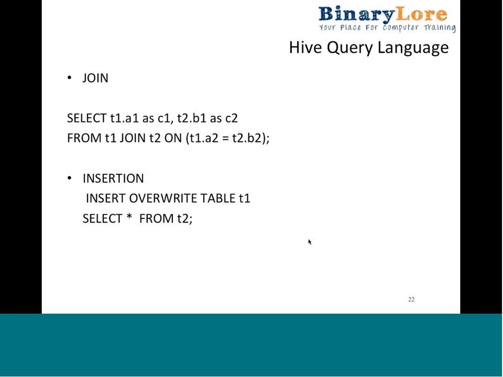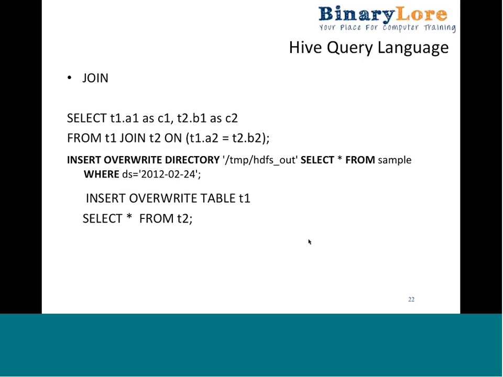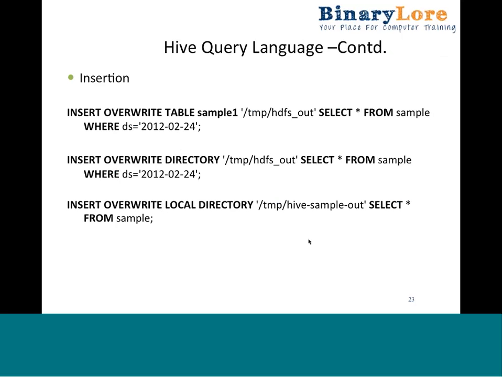Right? This is how the join happens. T1.A1 as C1, T2.B1 as C2. That's how you do it. The result of this is a MapReduce job, which basically takes two files and joins and merges them together on this attribute. Even if you are a seasoned MapReduce programmer, if I tell you to write this MapReduce program, you will take a day in coding, testing, all of that. But here you're done in less than 5 minutes. Okay. Insertion: insert overwrite table sample, directory this, and that. Any questions on this one?